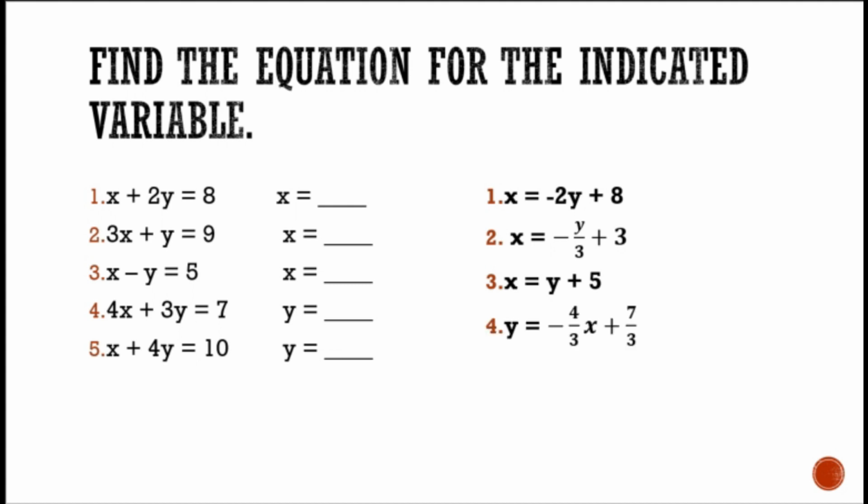For number 4, the equation in the variable y is y equals negative 4 over 3x plus 7 over 3. And lastly, for number 5, the equation in the variable y is y equals negative 1 over 4x plus 5 over 2. I hope you get all the answers correctly.